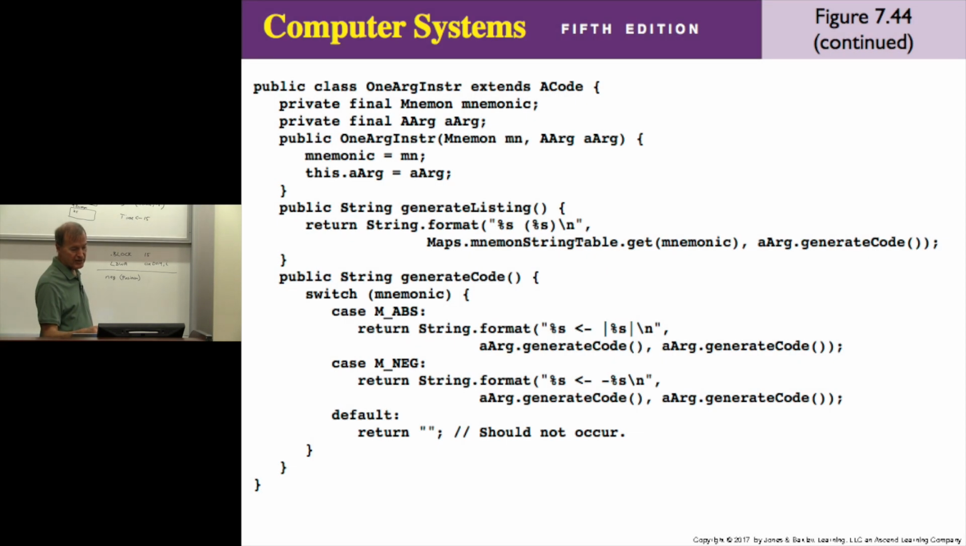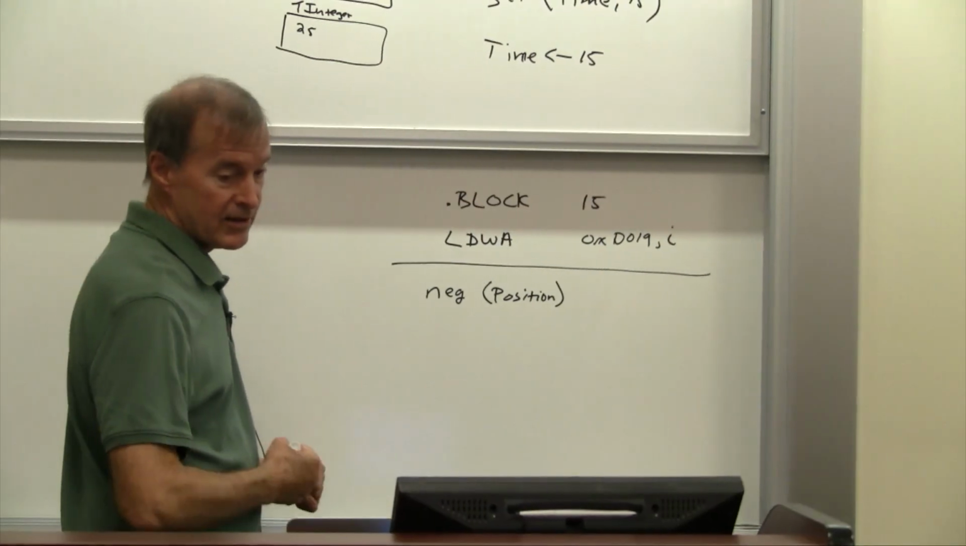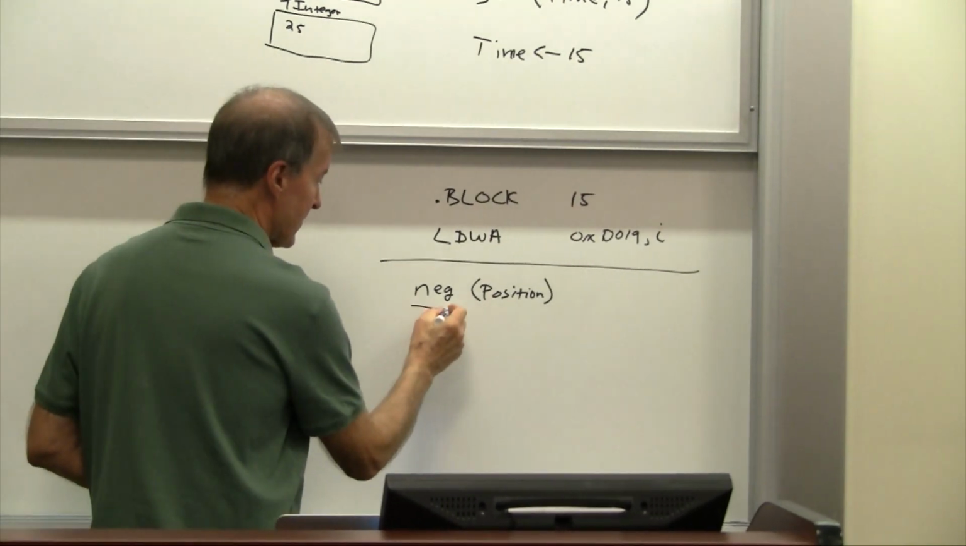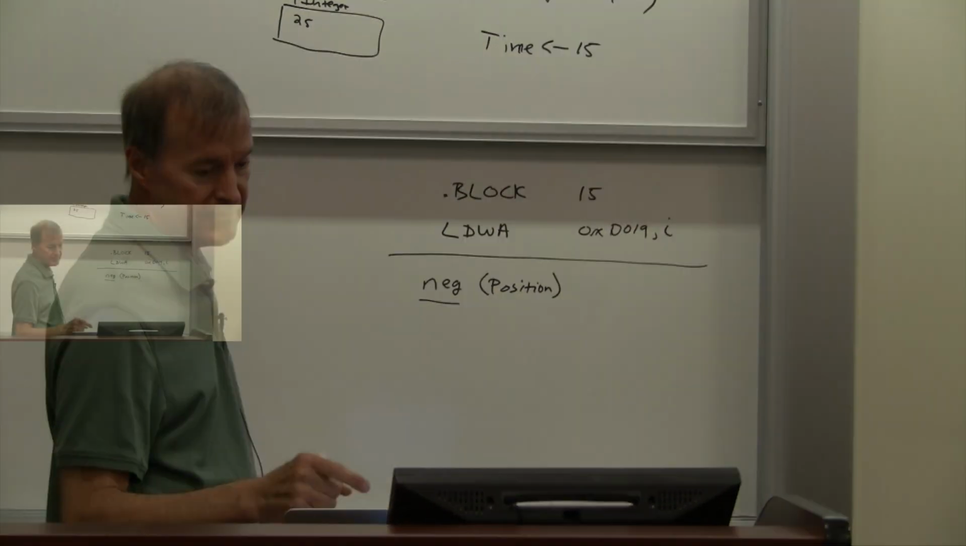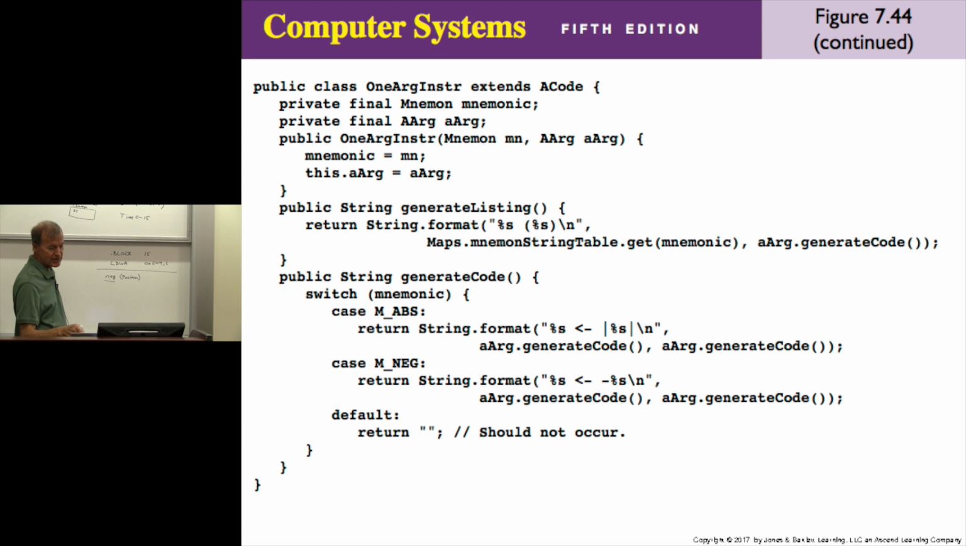String.format in generateListing. What does generateListing give us? It returns what? String.format. Now what are the placeholders here? %s, parentheses, %s, parentheses, and a new line. So the first placeholder gets what? It looks up and gets this "neg" from the string table. Are you with me? So maps.mnemonStringTable.get(mnemonic), and then what's the second one?